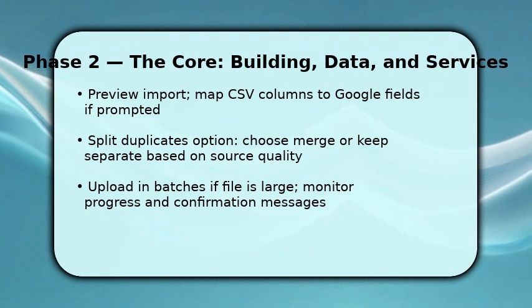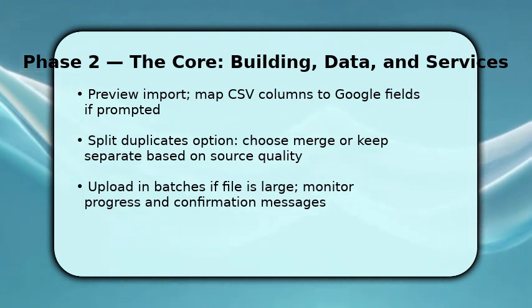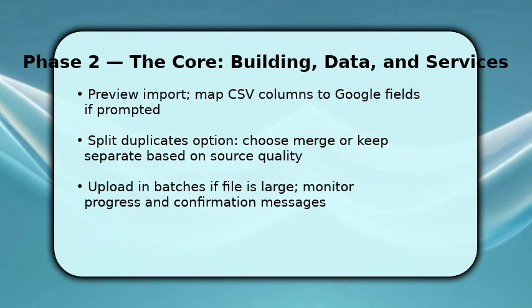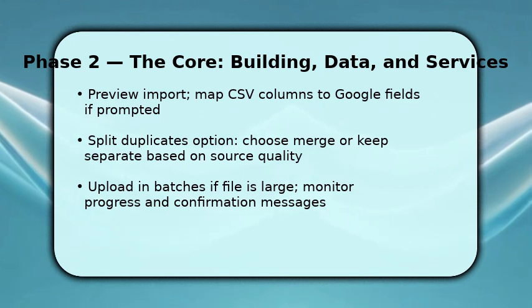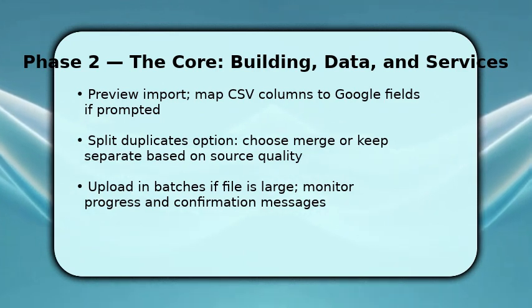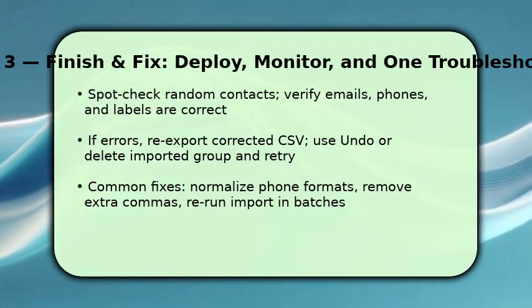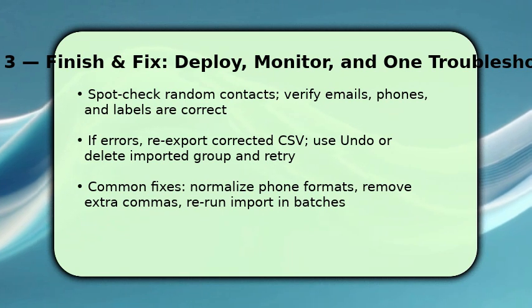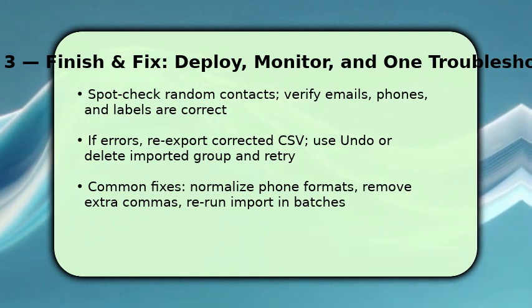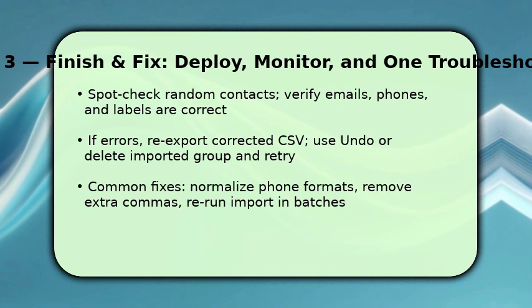Watch for success confirmations and review a few records to ensure names and phones landed in the right fields before moving on. Finish by verifying and addressing any issues. You should spot check a mix of new contacts and older ones. Confirm emails and phone numbers display correctly and labels or groups applied as expected.